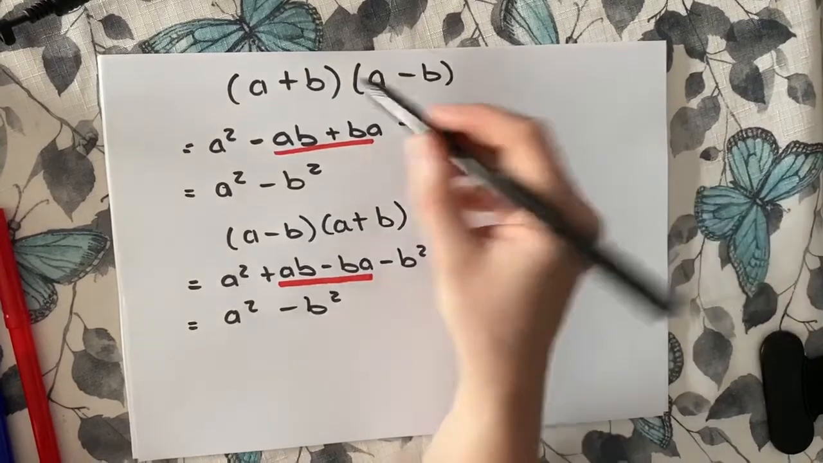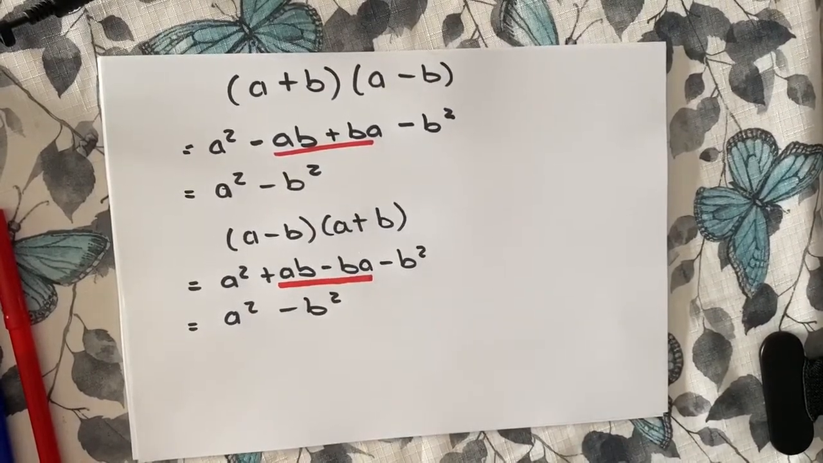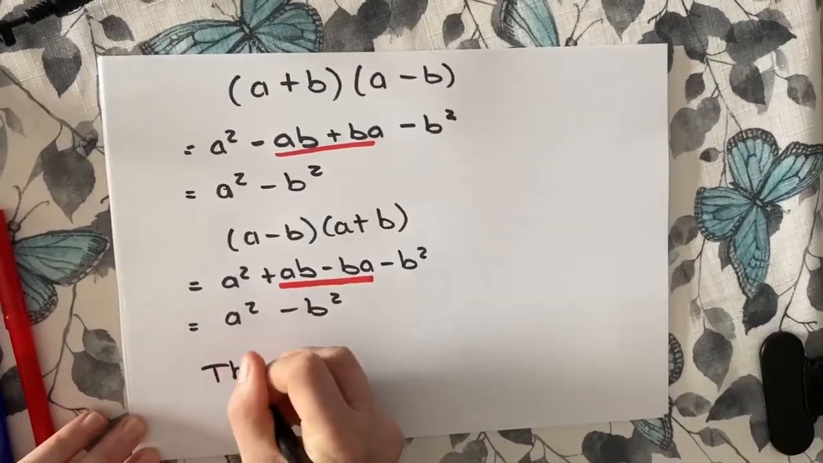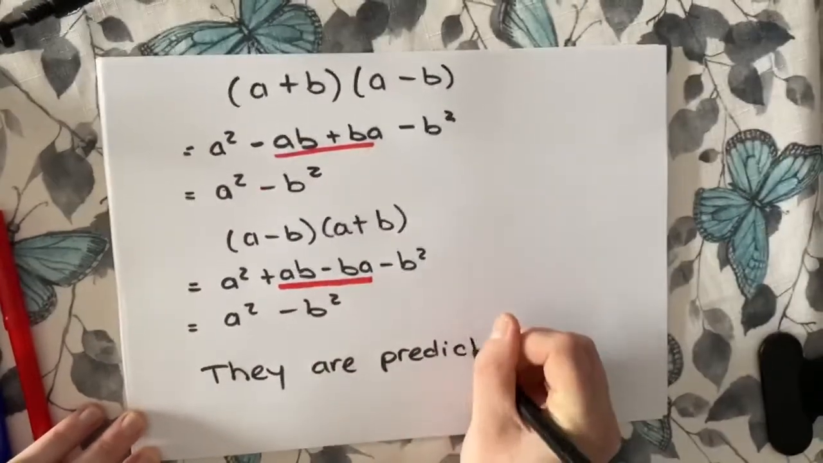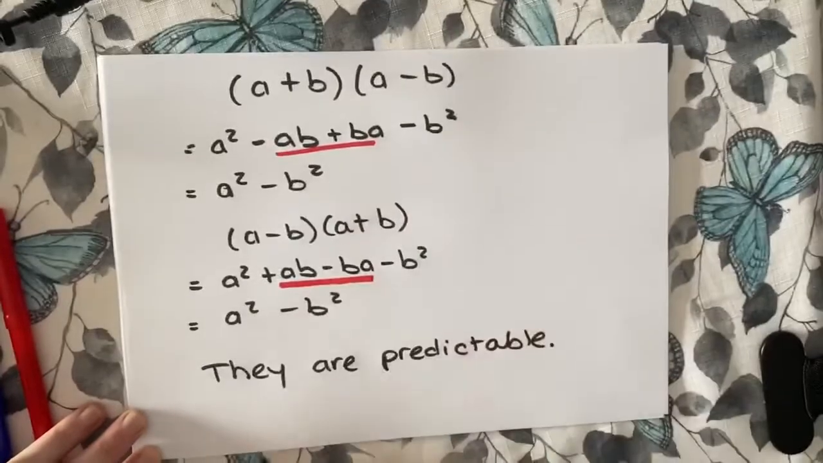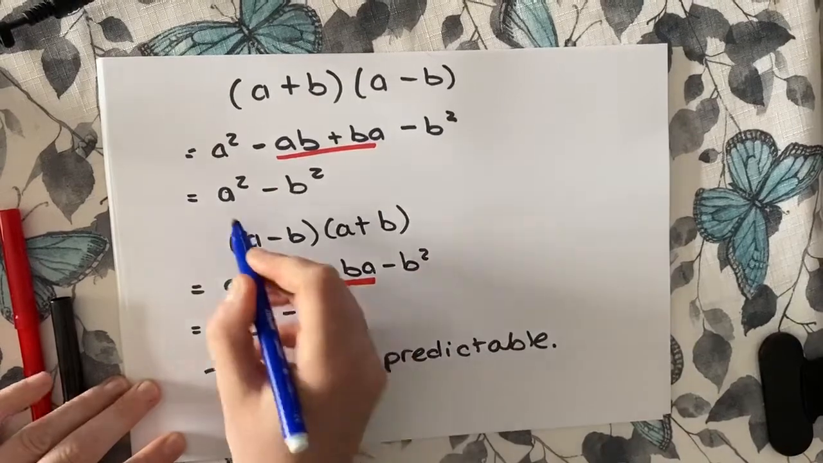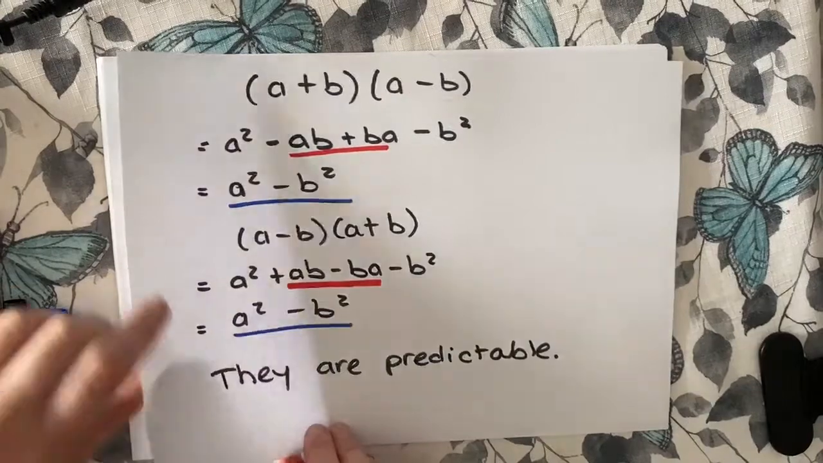So the result of expanding one of these, where you've got the same things in both brackets but with a plus and a minus, is called a difference of perfect squares. The good news is they are predictable. You are always going to end up with an answer that looks like one of these, and if you notice, they're exactly the same. So let's do an example so you can see what I mean.